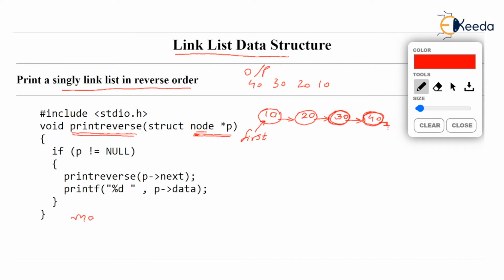Imagine the main function. Main function is going to call print reverse by passing first.